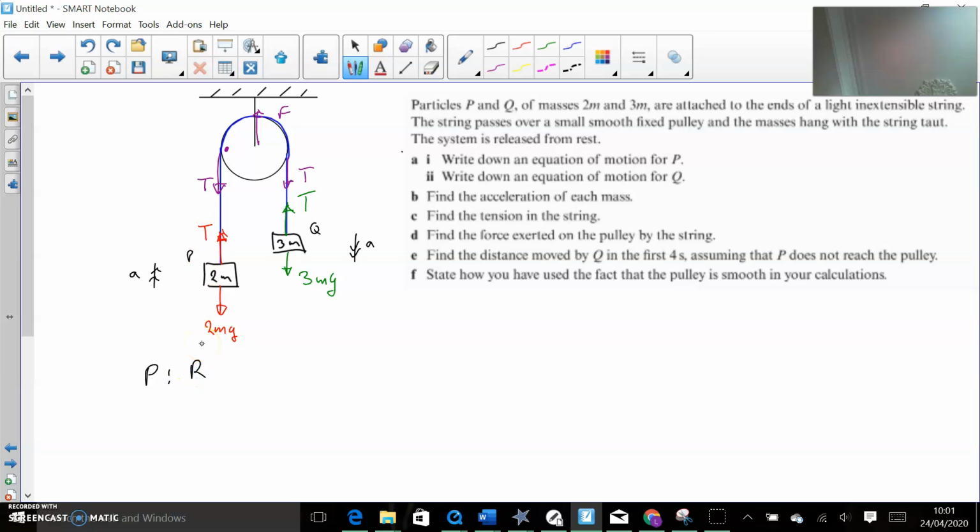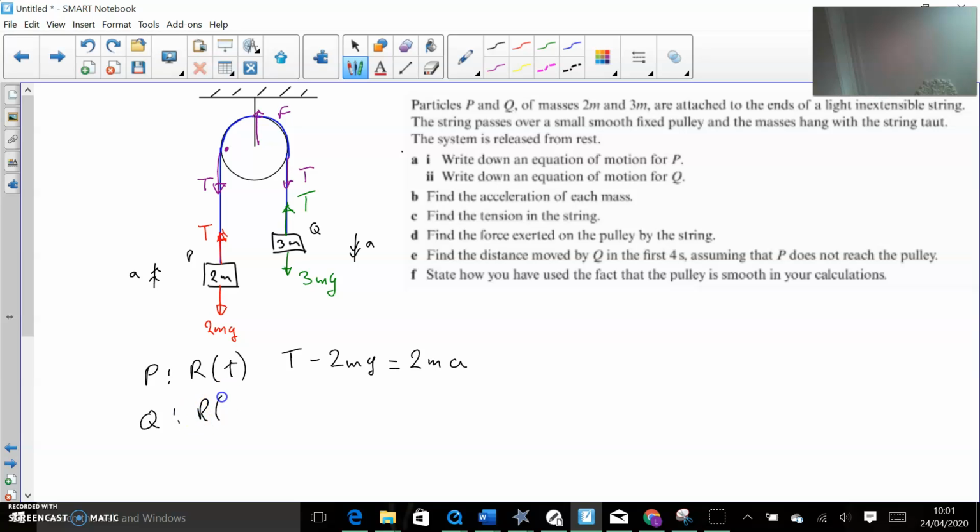P, resolving. The forces are only vertical, so we resolve in the direction of the acceleration. In this case, P goes up. So we just have T minus 2mg. T is up, 2mg is down, so that's negative. There are only two forces, so the total force equals ma. 2m is the mass of P, a is the acceleration. So that's part one.